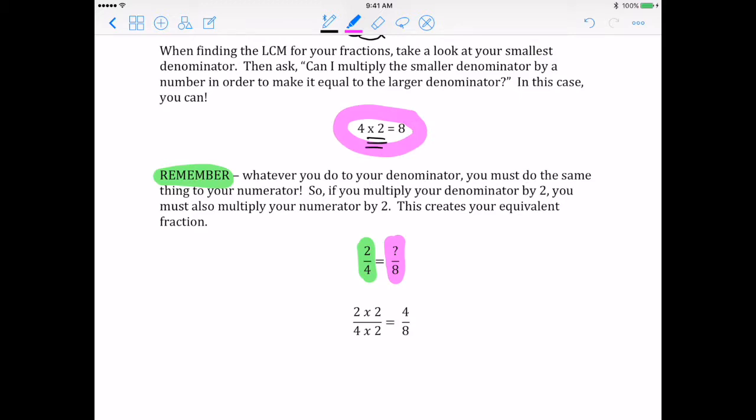So 4 times 2 is 8, and then whatever you do to your denominator, you have to do the same thing to your numerator to create an equivalent fraction. So I'm going to multiply my numerator 2 times 2, and I'll get 4 as my new numerator. So my new equivalent fraction for 2/4 is 4/8.